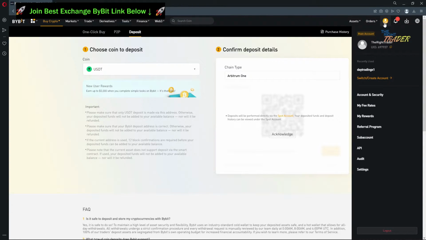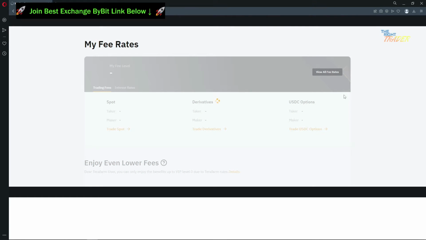And over here, guys, you can see your account. And you will also notice right here, switch/create account. Now, this is one of the best things about ByBit. We're going to jump into that in a second. But first off, I just wanted to go ahead and show you the fee rates.